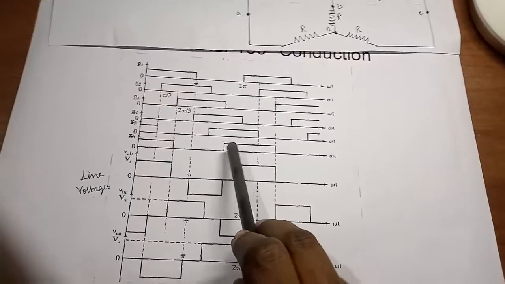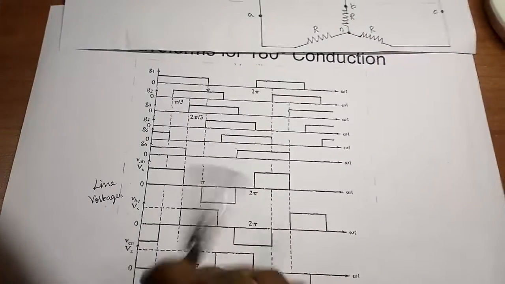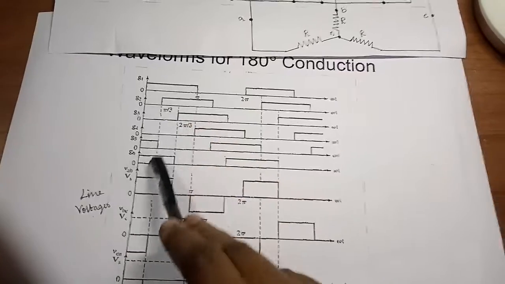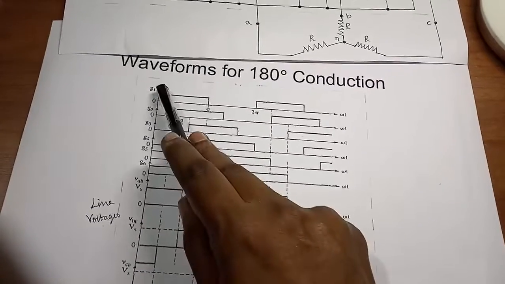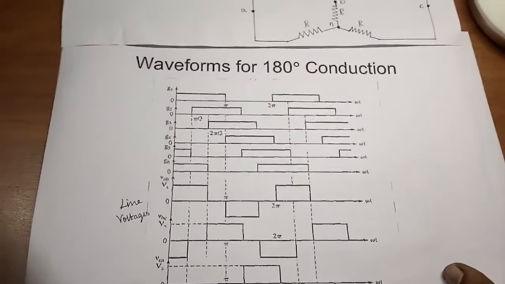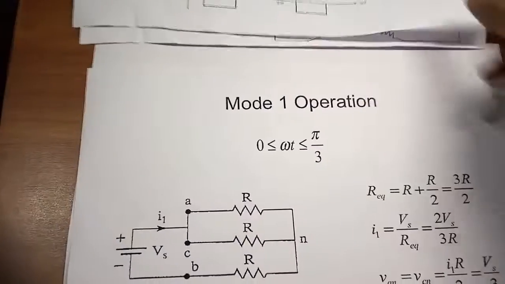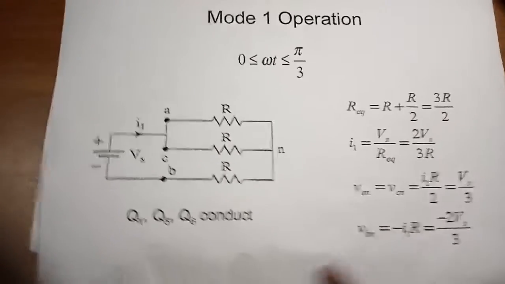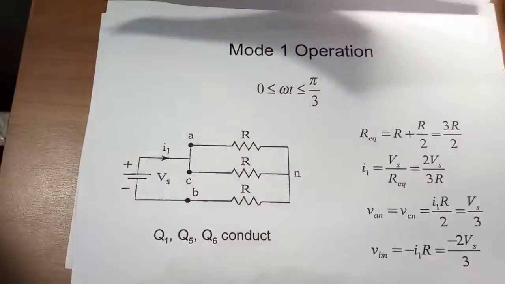Let me take the first mode, where in the first 60 degree my switches 1, 5 and 6 are conducting. In this 180-degree conduction mode you can see that 3 switches will be conducting at a time. So let me take the first mode, where 3 switches are conducting at a time.